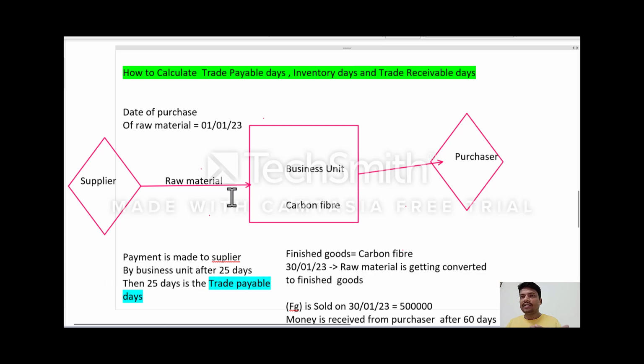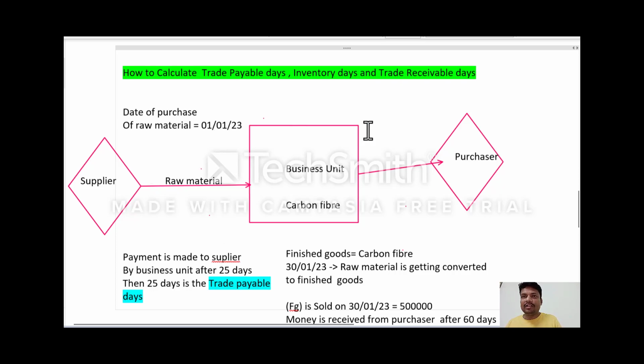So in this example we understood what trade payable days, inventory days and receivable days are. But in the real world, in a balance sheet, this kind of data is not provided in this form. They will not mention which day the raw material was purchased, because it is purchased frequently, so it is very difficult to keep track and present in a balance sheet. In a balance sheet, simply trade payable, inventory or trade receivables data will be given, and based on that we have to calculate the trade payable days, inventory days and trade receivables days.